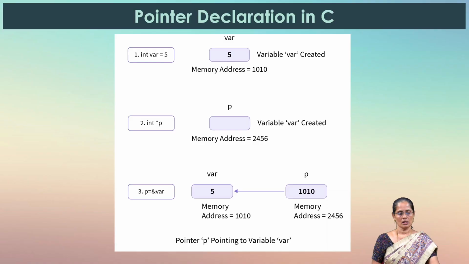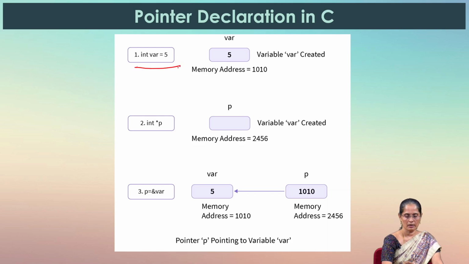Okay. So, generally, how do we declare the pointer? The first step is to declare a variable of any type. The data type can be integer, float or char, whatever it may be, and the value 5 is stored in a particular memory location 1010. Then I declare a pointer type variable p. While declaring the pointer type variable p, there is no value in it, right.